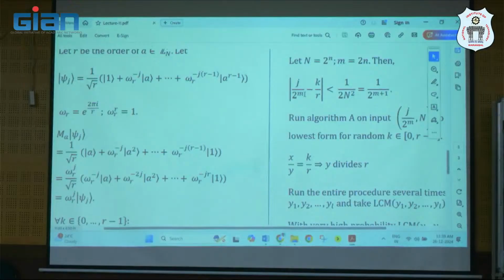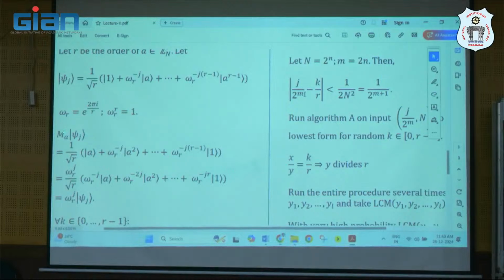1 will go to A. A will go to A square, with the same coefficient, and so on. A to the r minus 1 goes to a to the r, and r is the order of A. Now we don't know what r is, so we cannot create psi j as such, because the whole point is to find r. Order finding is the problem of finding r, and nobody has given us r. But we are just imagining that r was whatever, and this state was psi j.